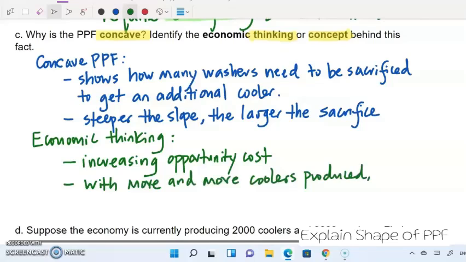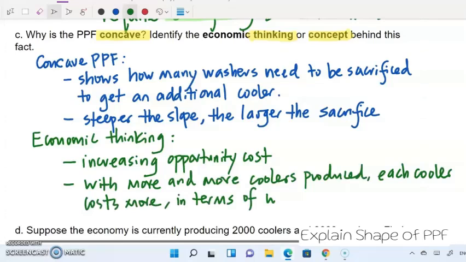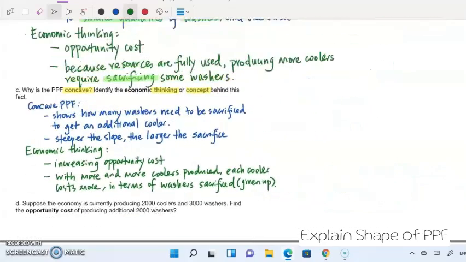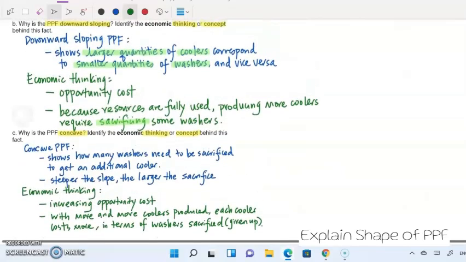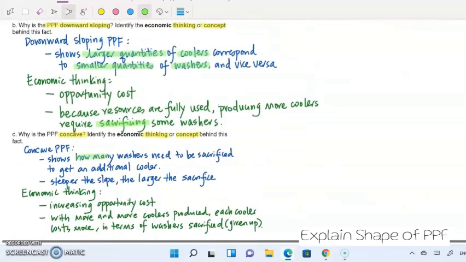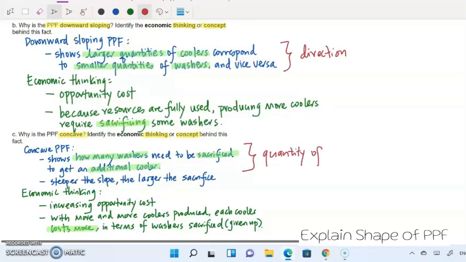Then what is the economic thinking? It's still about opportunity cost. But this time round, the opportunity cost is increasing. With more coolers produced, each cooler costs more. And this is measured in terms of the number of washers sacrificed. So if we compare part B and part C, in part B, the downward sloping PPF is about the direction of the function, whereas the concave PPF addresses the shape of the function.